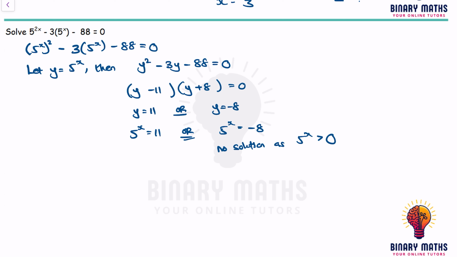Okay, so that means this one will give you, because 5 to the x is equal to 11, you need to take log base 5 on both sides. So you have log base 5 of 5 to the x is equal to log base 5 of 11, which means x is equal to log base 5 of 11. And that would be your only solution.